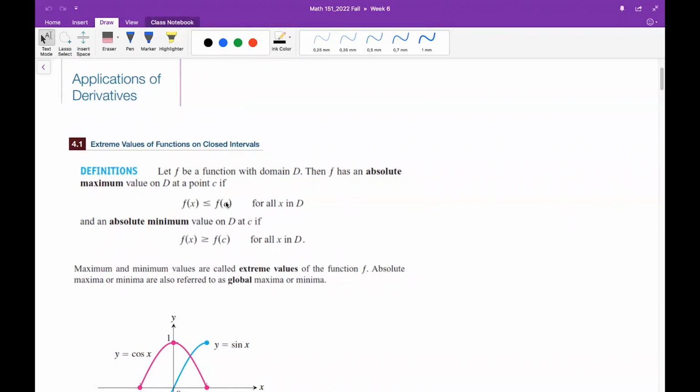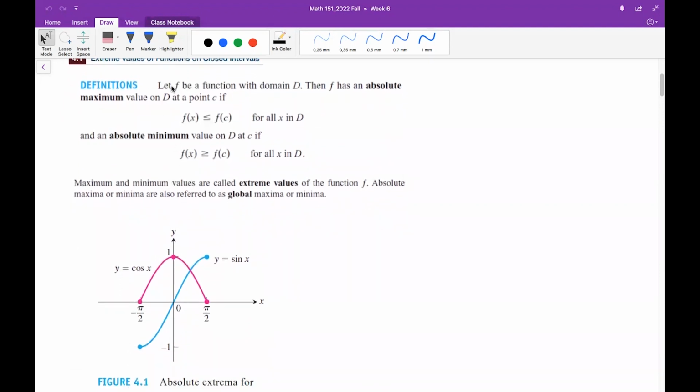Okay, let's start with this definition. Here, f is our function, and we are defining the absolute maximum of a function on a given domain. If f of c is the highest value over that domain of your function, then this value is called the absolute maximum value. And if f of c is the lowest value over your domain, then you can call it the absolute minimum value of your function. Absolute maximum and minimum values are also called extreme values.